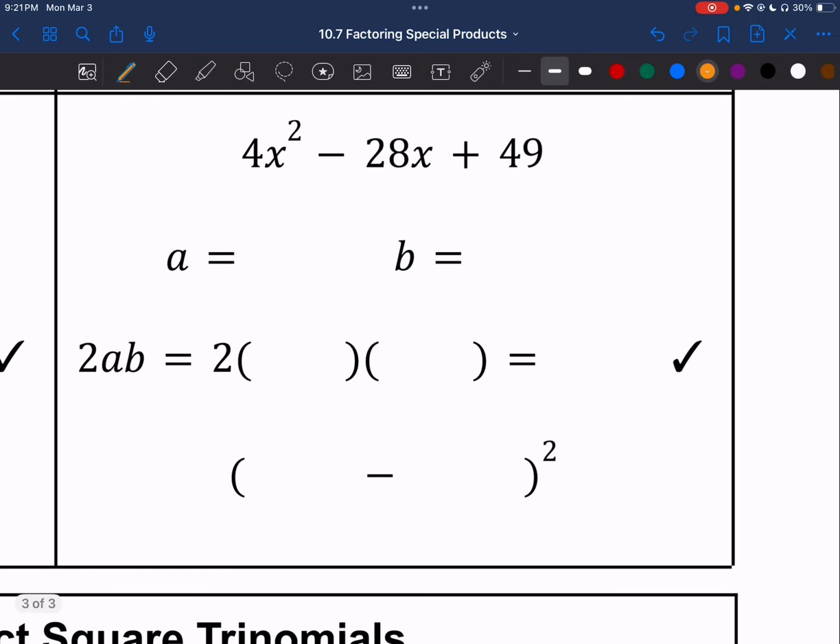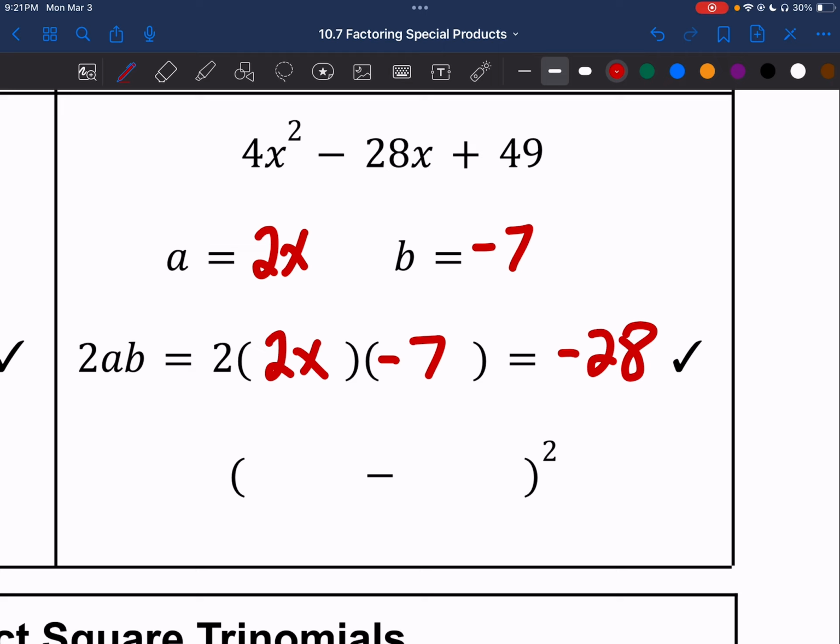So if we look at letters A and B, the square root of 4x squared is going to be 2x. The square root of 49 is 7. 2 times 2x times 7 is going to give me, well, 2 times 2 is 4, times 7 is 28. And this is going to be a negative 7 because we have negative 28, which is what we originally had. So we know this is 2x, and it's going to be minus 7.